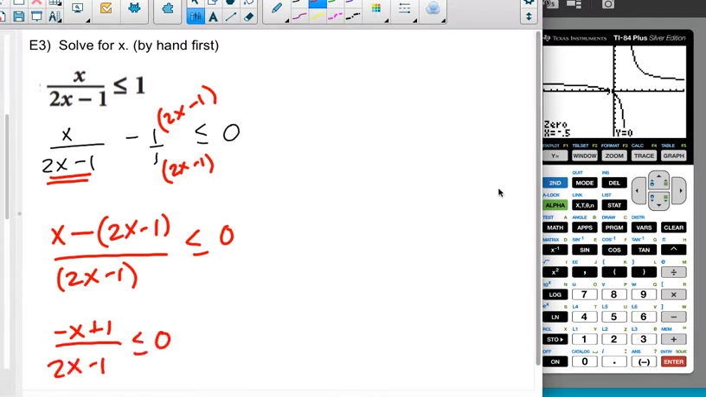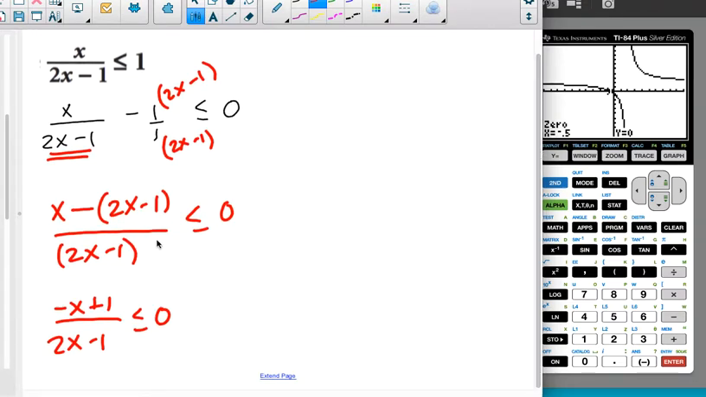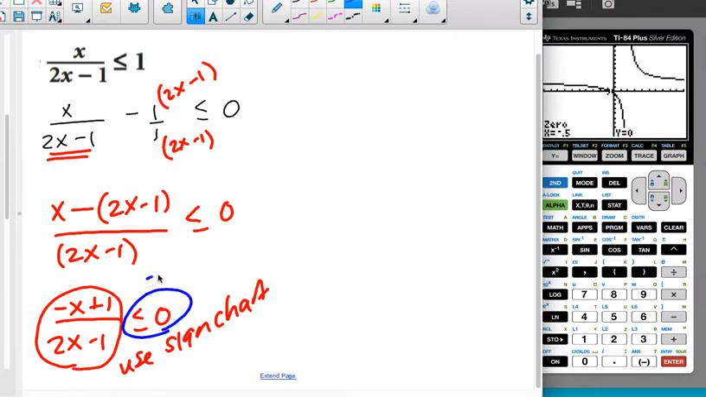Okay, so here's the cool thing. I can solve this with sign charts, right? So see how this is a single fraction, okay? So I'm going to find the spots that make the top or bottom 0. So we're going to use a sign chart. Remember that less than or equal to 0 is the same thing as saying negative or 0, right? We want to find when this thing is negative or 0. That's what less than or equal to 0 means. So we're going to use a sign chart.